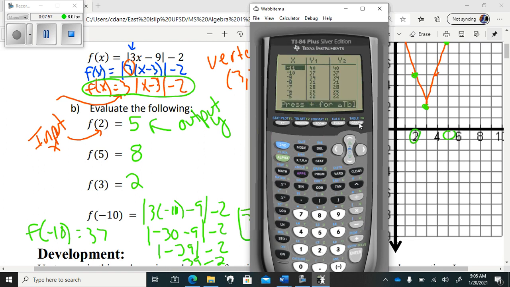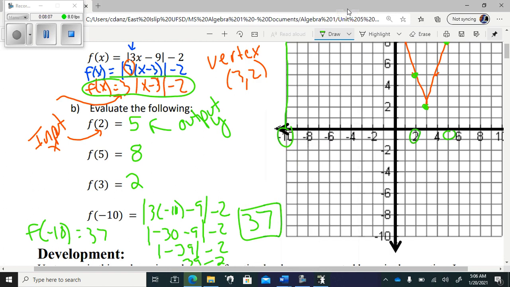Take a look at the table. All the numbers are identical. So you could have even just entered it in on your home screen, but remember you have this tool that you can use. So now let's get into what a piecewise function is.